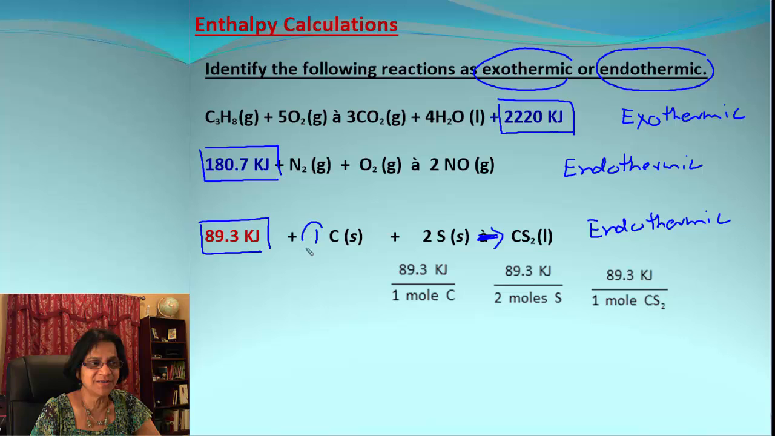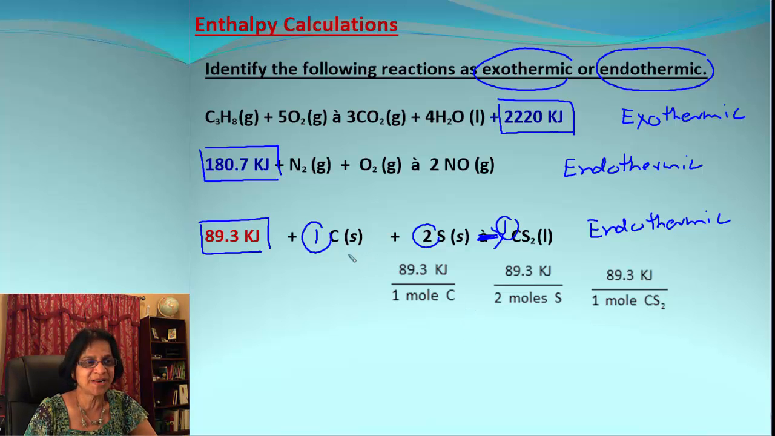Now in the reaction, we got coefficients for each of the reactants and products. So if you want to find out the heat associated with each mole of reactants and products, what do we do? We simply divide that by the number of moles. So for example, the amount of heat with respect to 1 mole of carbon will be 89.3 divided by 1 mole. We got this 1 mole from over here. In case of sulfur, we got 2 moles. So we divide the heat by 2 moles. And for carbon disulfide, again, the coefficient is 1. So we divide that by 1.